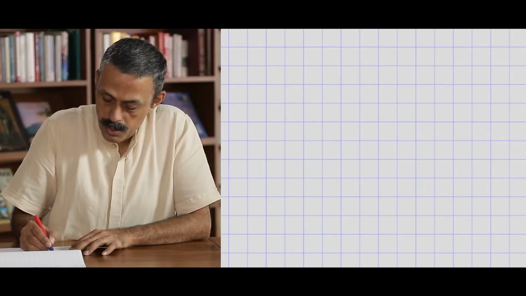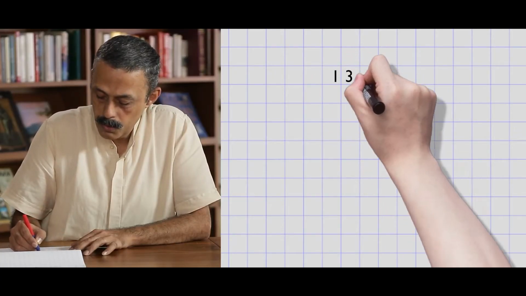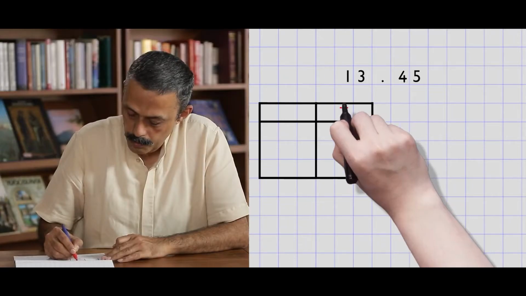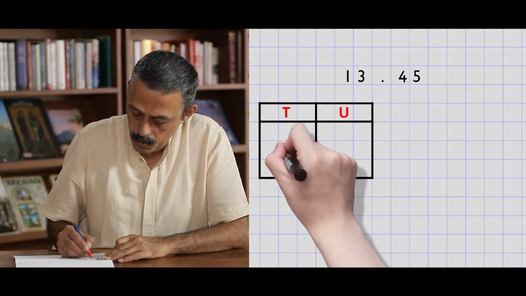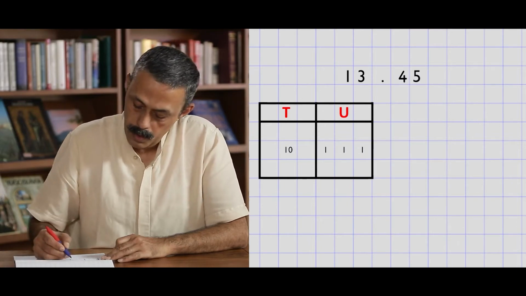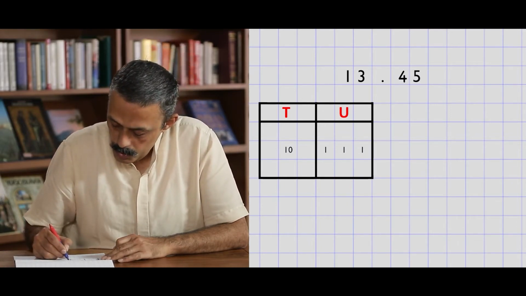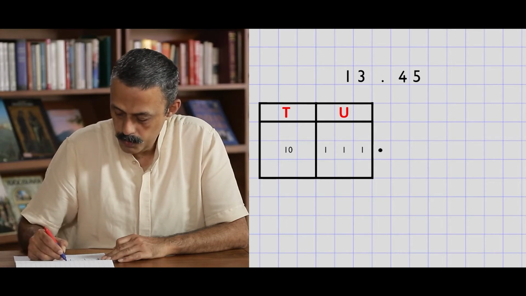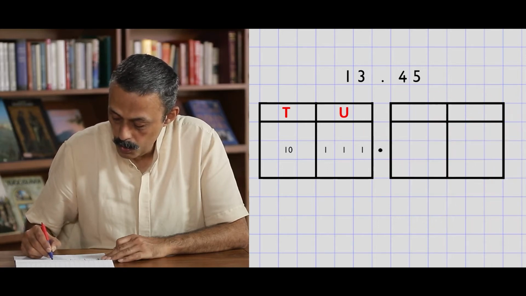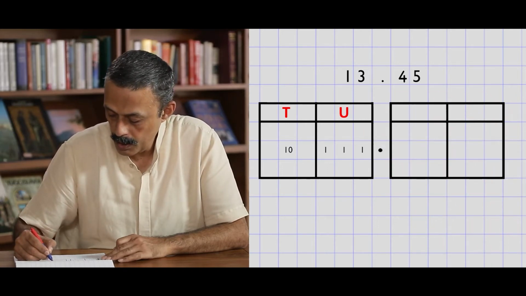Now, 13.45. This is the first number, 13.45. Let us represent it. 13. First, the 10th place, units and tens. 1 ten and 3 ones. Now, here, let us put the point here. We are now going to places that are less than unit.